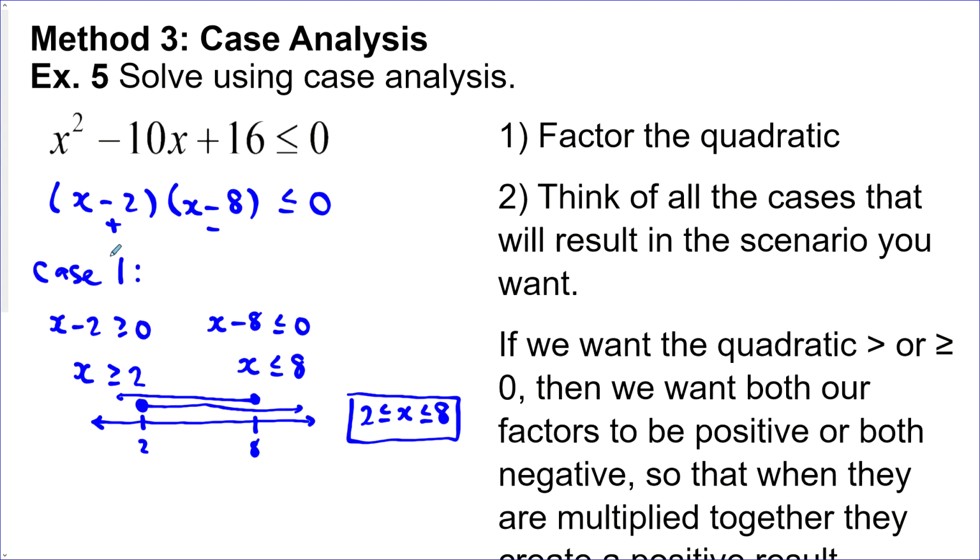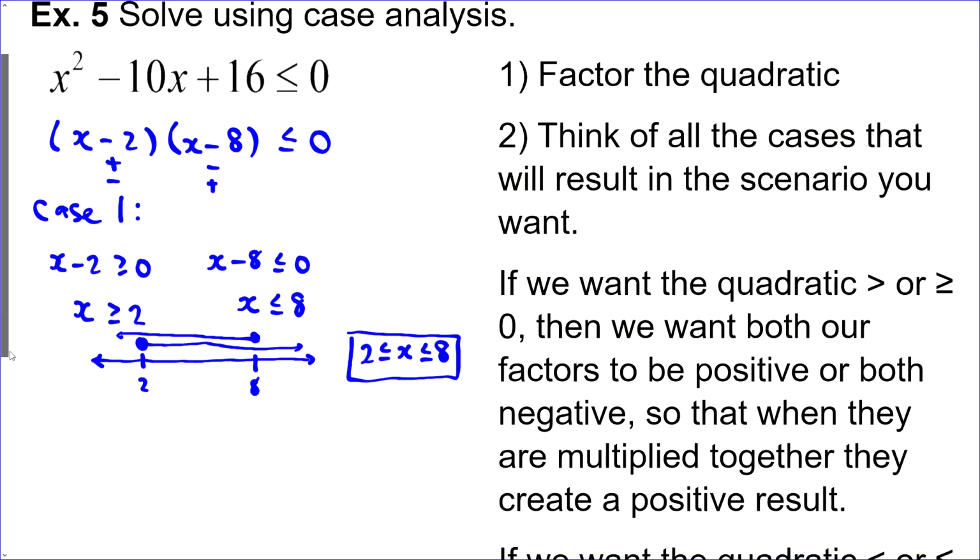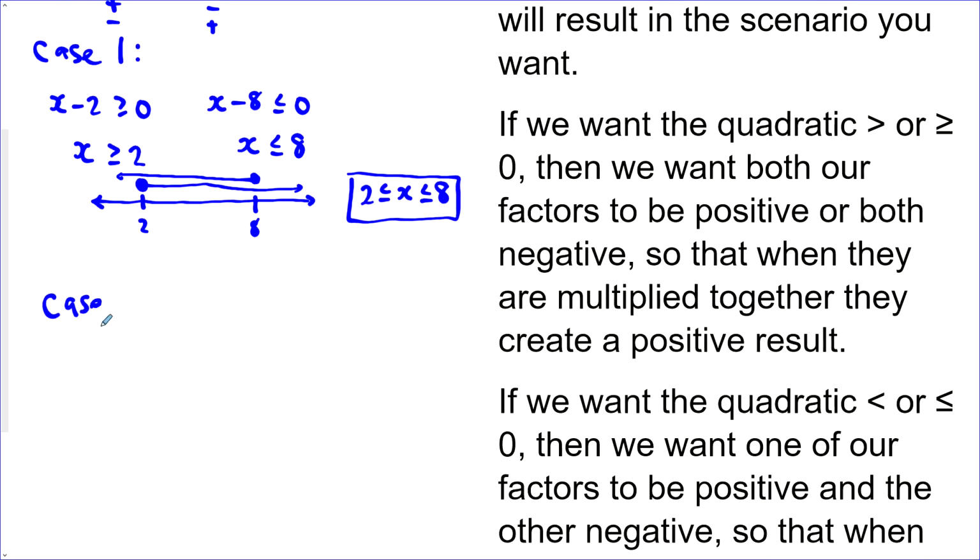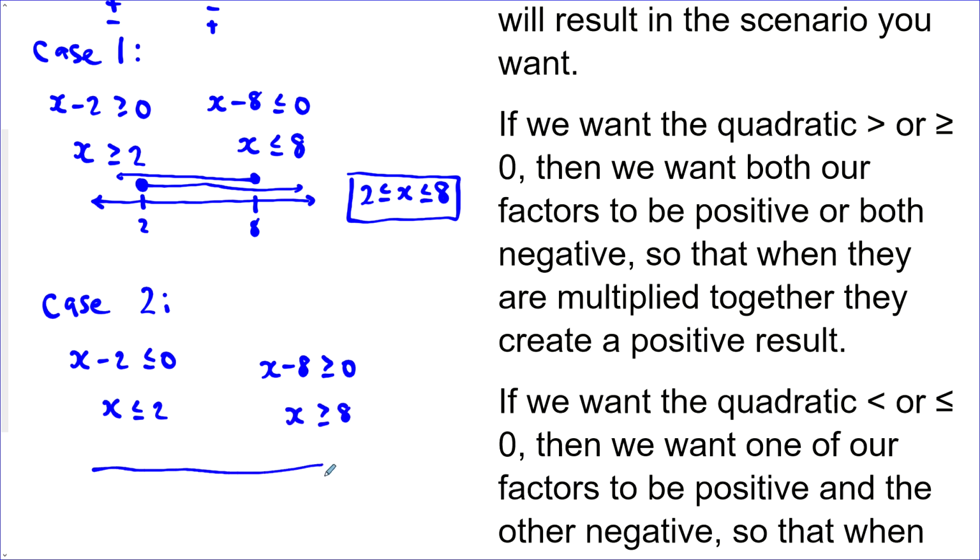The other case could have been this one negative and this one positive. So let's work with the other one now. Case 2, we'll call it, where x minus 2 is less than or equal to 0 and x minus 8 is greater than or equal to 0. Do some algebra. This one is x is less than or equal to 2. This one is x is greater than or equal to 8. Now, if we put that on a number line, there's 2 and there's 8. x is less than or equal to 2, and x is greater than or equal to 8.